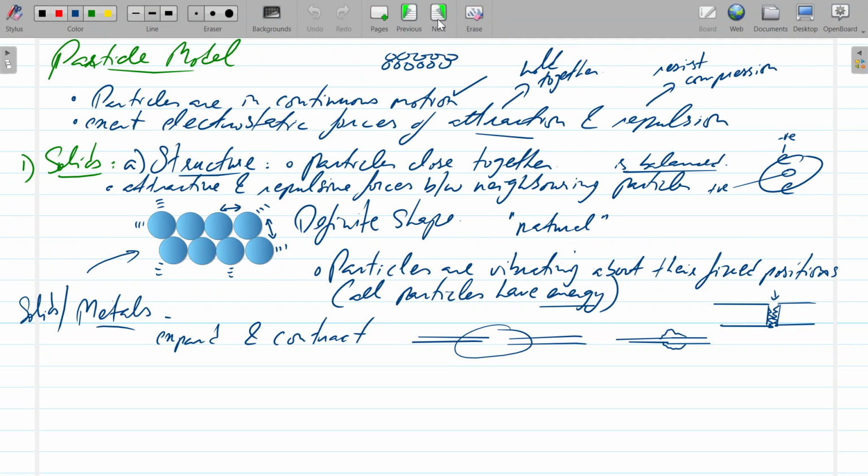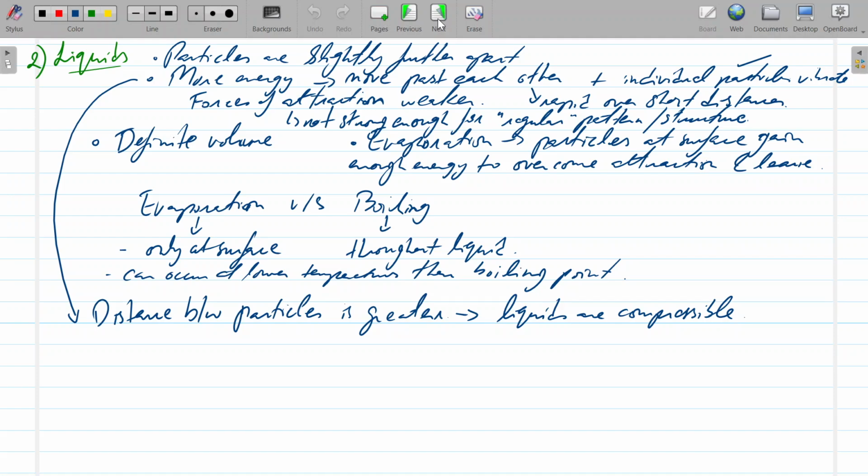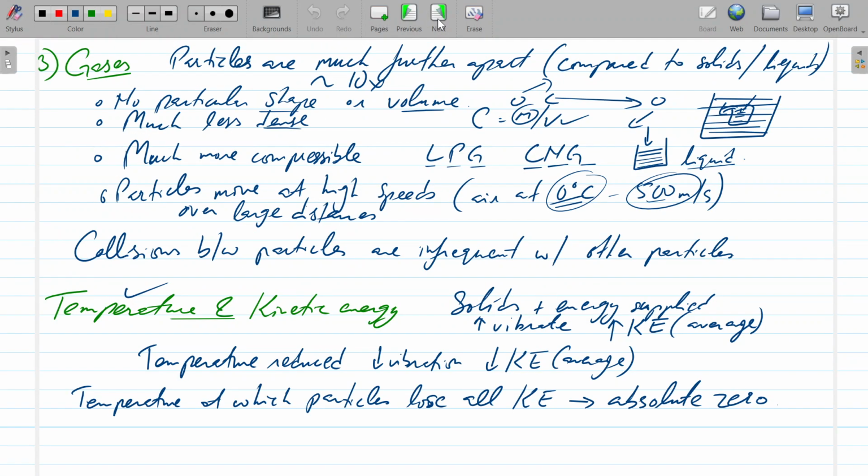Right now, the energy of the particles and the attractive and repulsive forces between neighboring particles affect their shape and volume. So we talked about that. Then we talked about the relationship between temperature and kinetic energy. So the more the temperature, the more the vibration of the molecules, the more average kinetic energy they have, and vice versa. If temperature is reduced, lesser vibrations, lesser overall average kinetic energy.